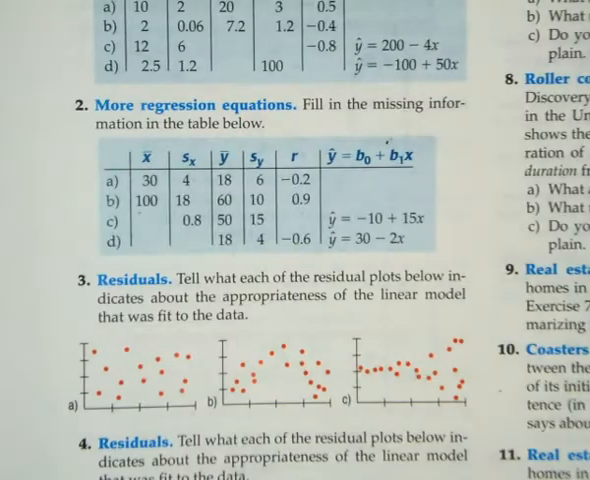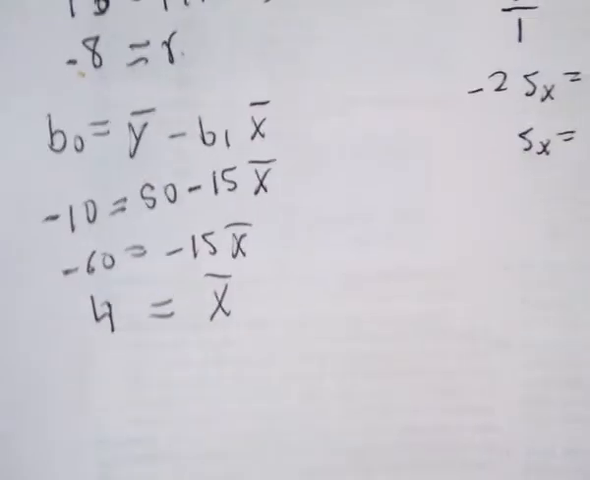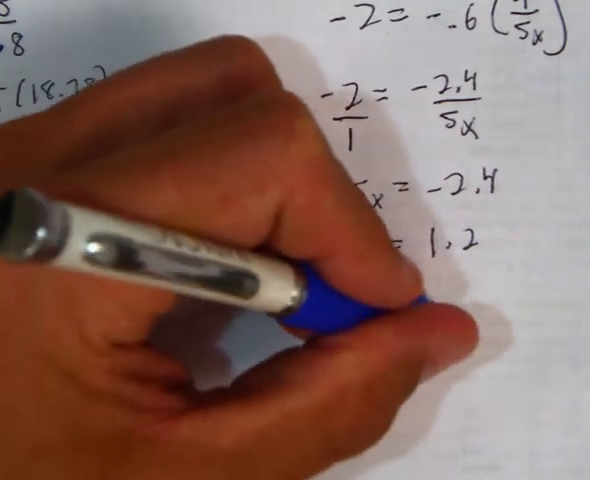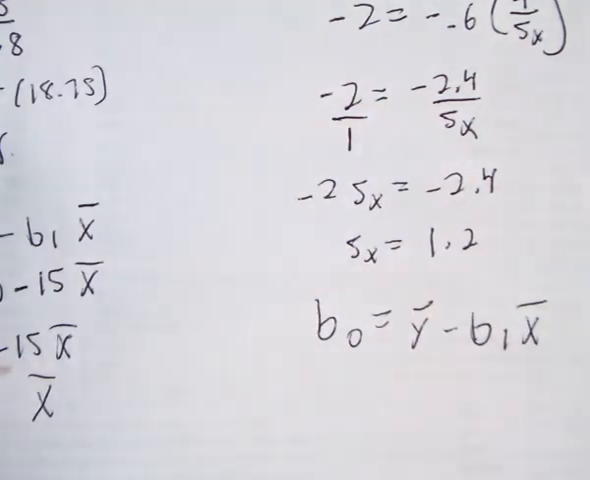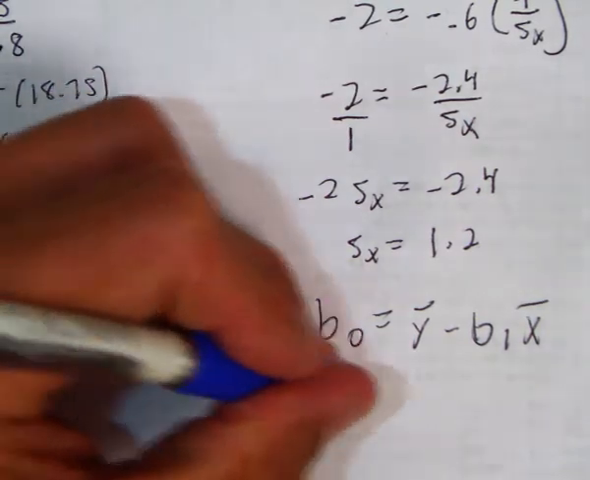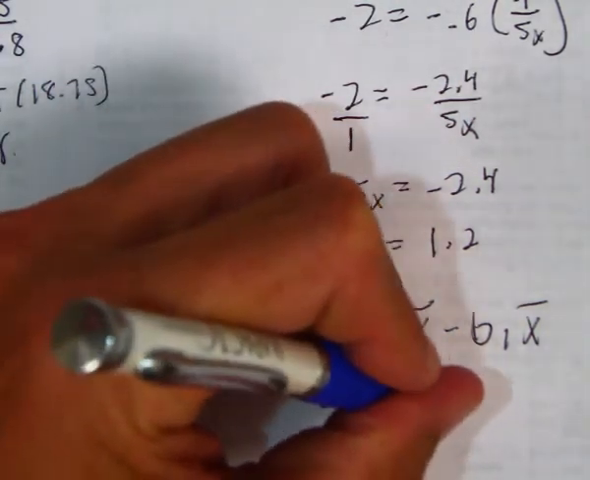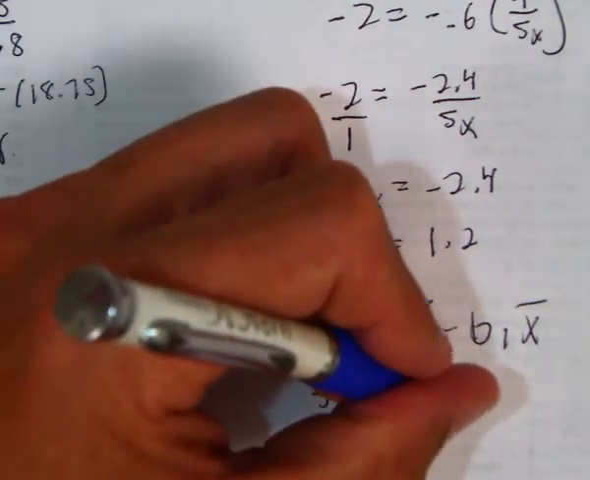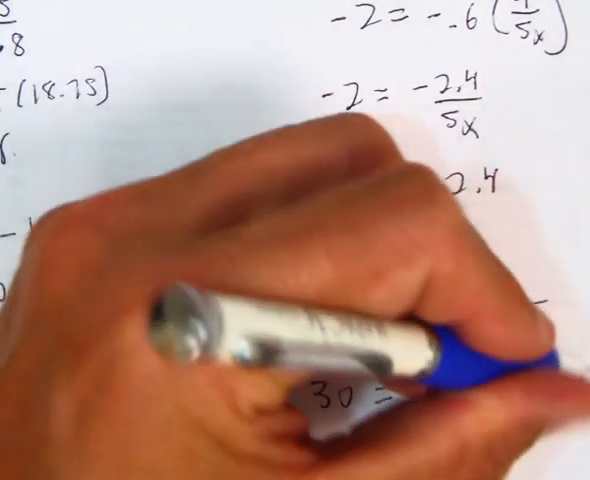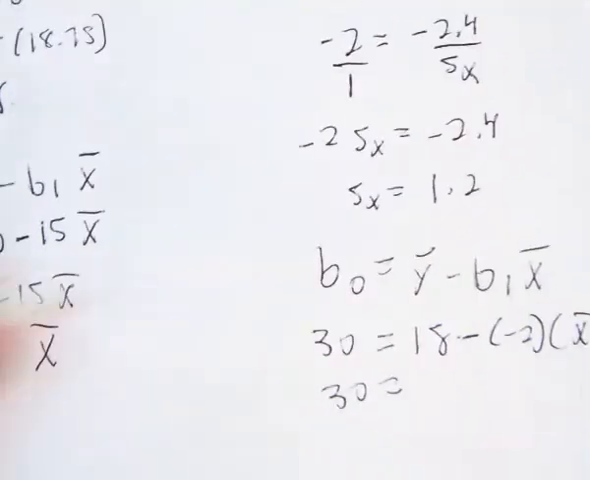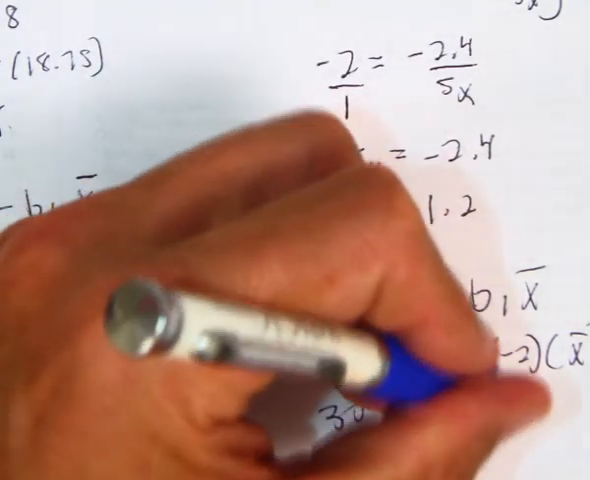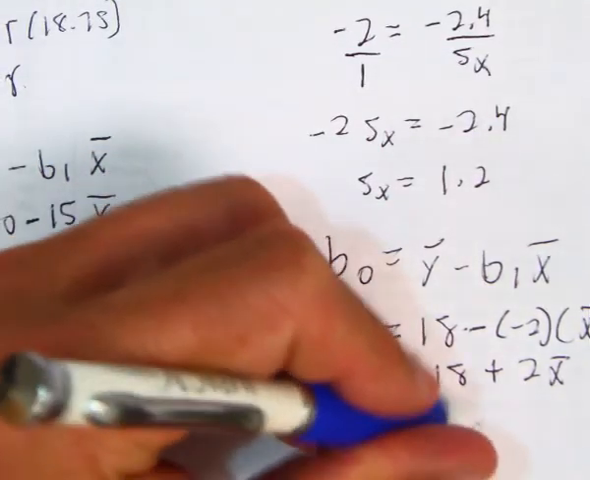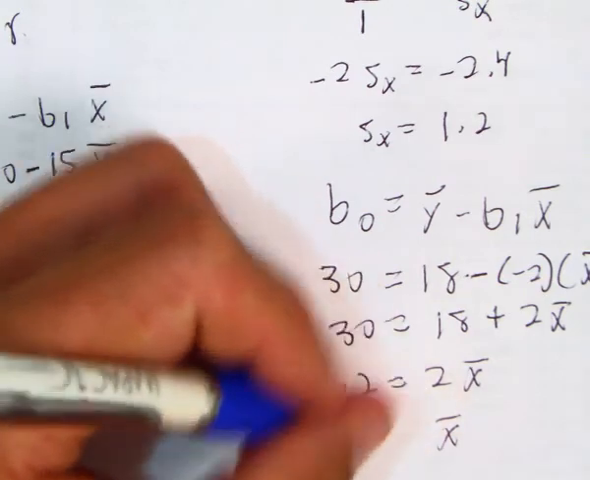And then the other thing we got to find is x bar, so we're going to use b sub 0 equals y bar minus b sub 1 x bar. So b sub 0 is 30, y bar is 18, b sub 1 is negative 2, so minus negative 2 x bar. So 30 equals 18 plus 2 x bar. Subtract 18 from both sides. You get 12 equals 2 x bar. So x bar is 6.